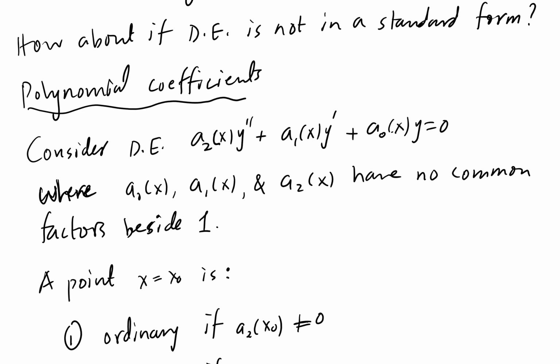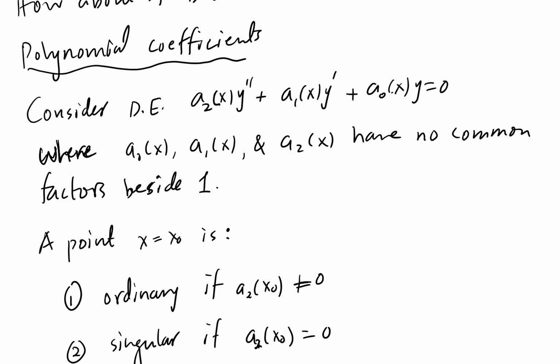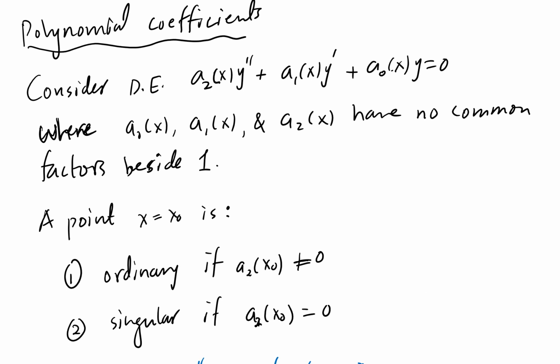If a2(x0) is not 0, then it's ordinary, the point x equals x0 is ordinary. If it's 0 at that point, then it's called singular.